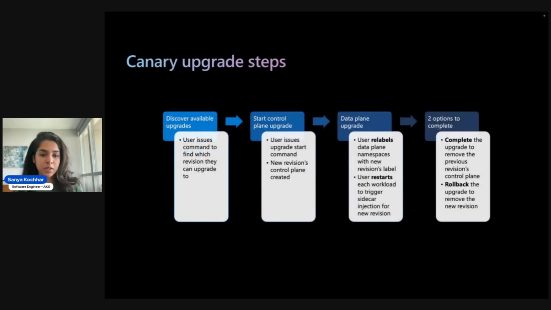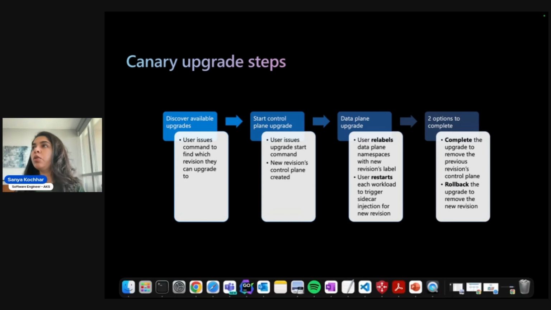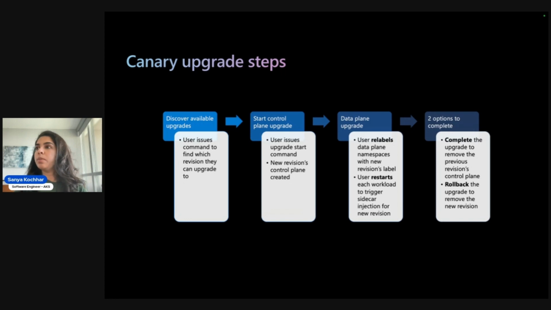So in terms of steps, this is how it looks. First, you find out what revision is available for you to upgrade to. Then you start the control plane upgrade. Then you carry out the data plane upgrade with the relabel and restart of the namespace. When you restart the workloads in the namespace, it triggers sidecar reinjection for the new revision. And then when you complete or roll back, you come back to one version based on how you want to proceed with your upgrade. I think at this point, it would be good to jump into a quick demo. Let me just pull that up.